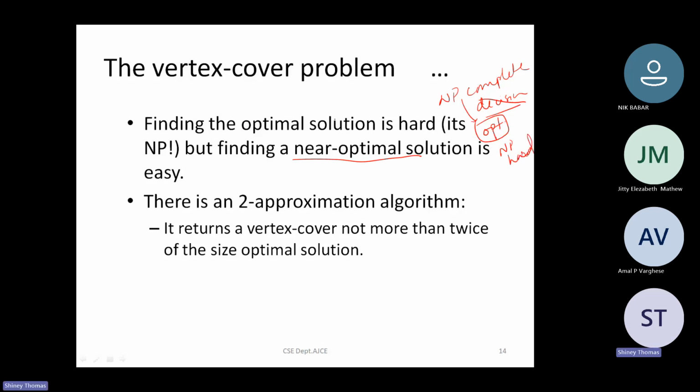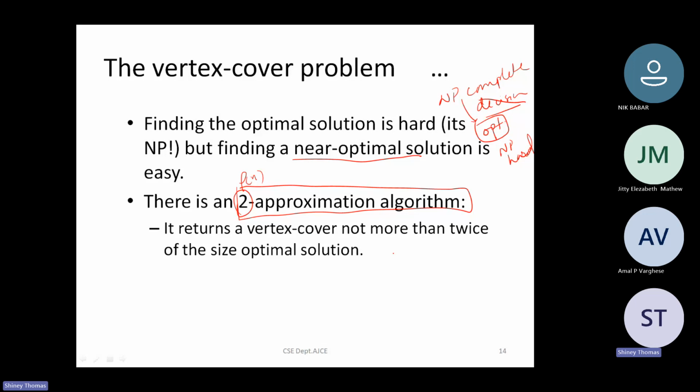So you can say finding the solution is hard, but the near optimal solution is easy. So what we are doing is we are trying to find out, this is our algorithm. So I told you we have to find a rho approximation algorithm. So what is the value of rho here? 2. So that is, you are going to find the solution which is not twice more than the size of the optimal solution.